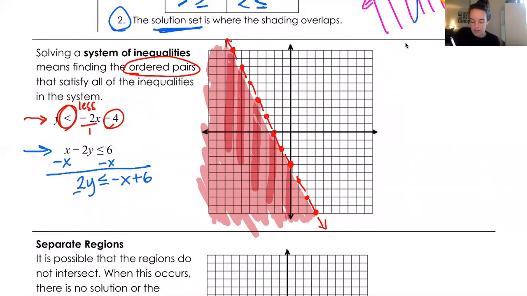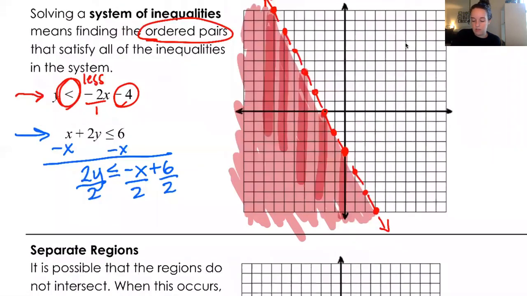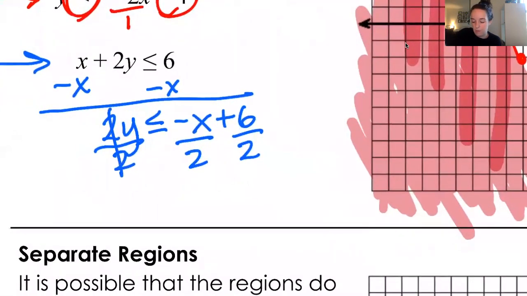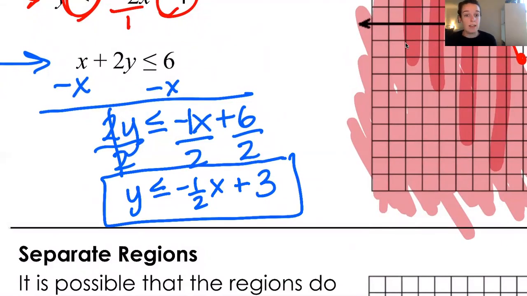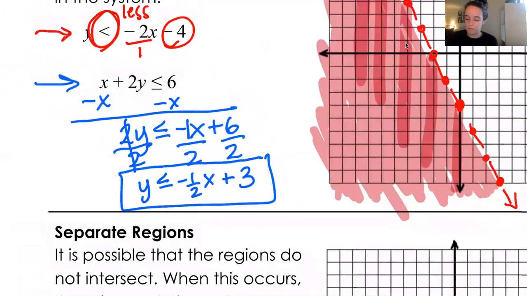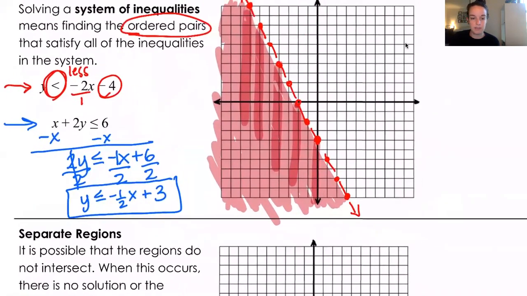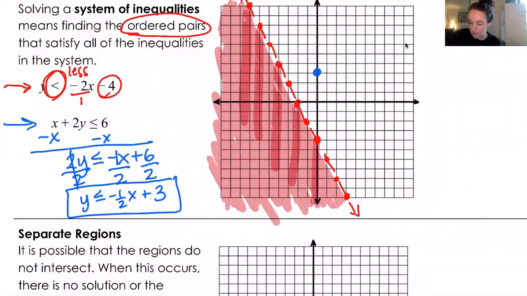And then I want to divide by 2 on everything. So here I would have y is less than or equal to, remember there's an imaginary 1 here, so -1x over 2 is like -1/2 x, plus, and then 6 divided by 2 is 3. So now I have y isolated by itself. I'm going to go ahead and graph it. I see a positive 3 for my y-intercept, so I'll graph that.